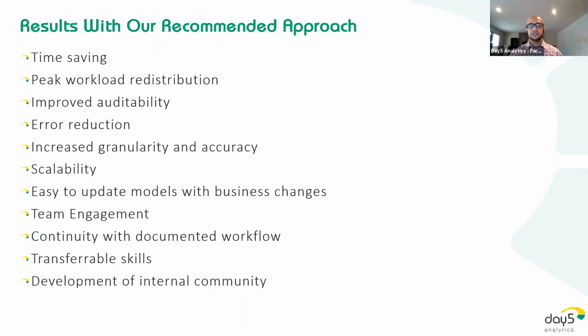So other results, as I mentioned, it's not just about time savings. It's how much is your work getting redistributed away from that peak period, which causes stress and churn for finance people. How much are you improving the auditability of your process for those year-end audits? How many errors are you cutting out of the process because of human error or aggregation errors? How much increased accuracy can you get because of that granularity? How much can this scale so that when you get new clients or you grow into new territories, you can scale this without an incremental cost? How easy is it to change with the business?